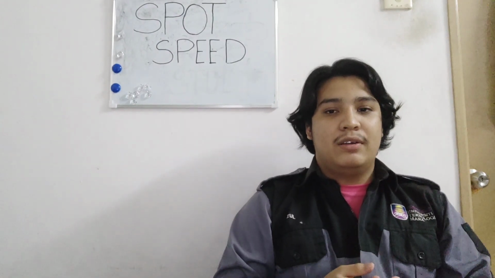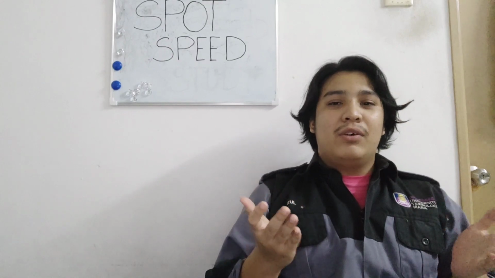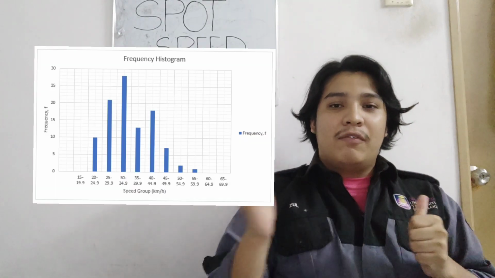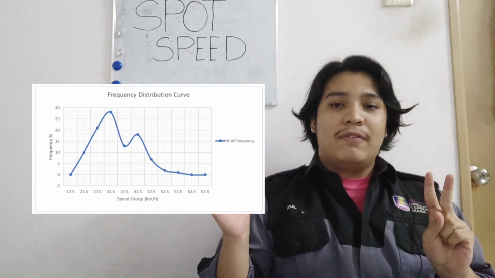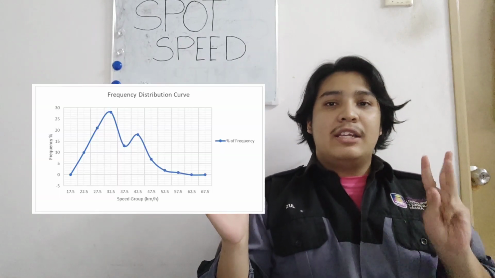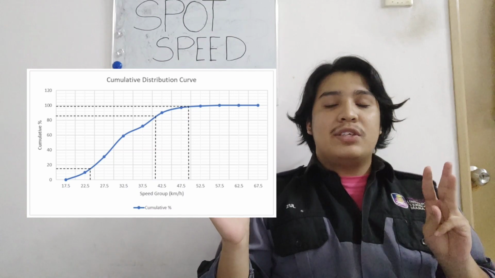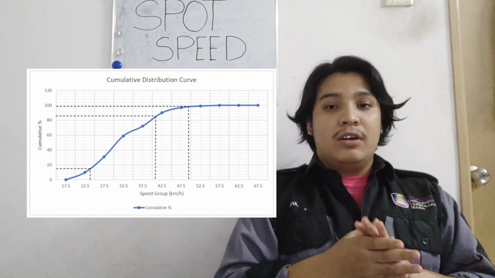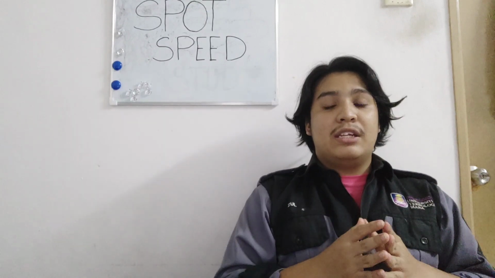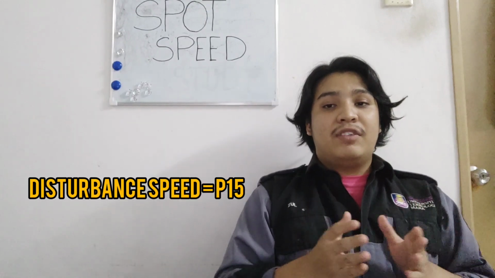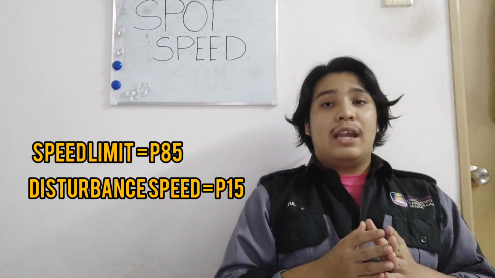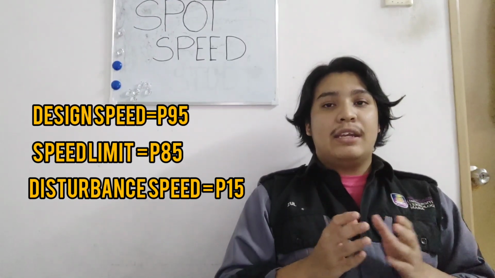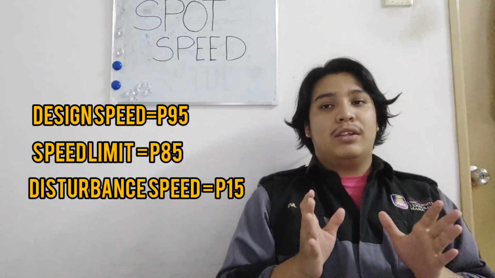After that, we plot the desired graphs for this experiment, which are, first, the frequency histogram, second, the frequency distribution curve, and the important one, the cumulative frequency distribution curve. In the cumulative distribution curve, we will determine the distributed speed at 15 percentile, speed limit at 85 percentile, and design speed at 95 percentile for both methods.